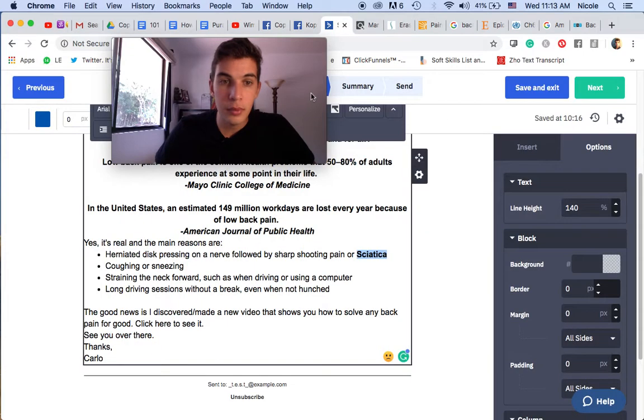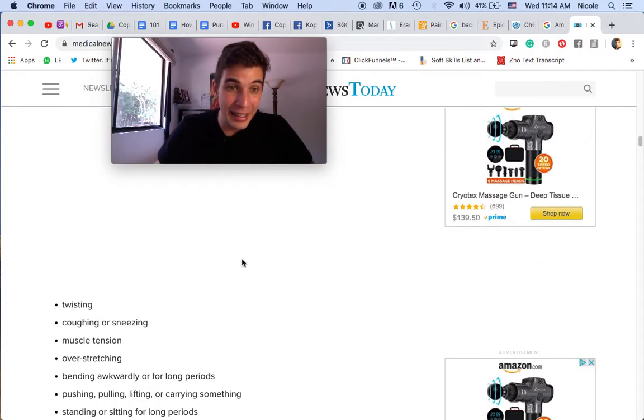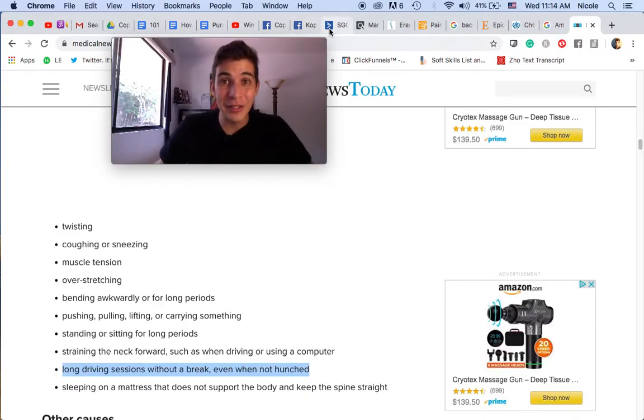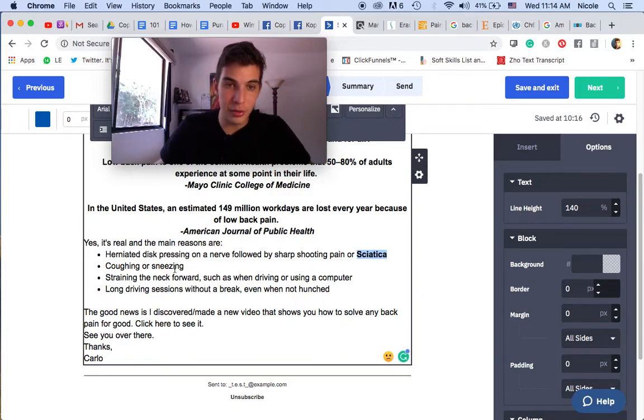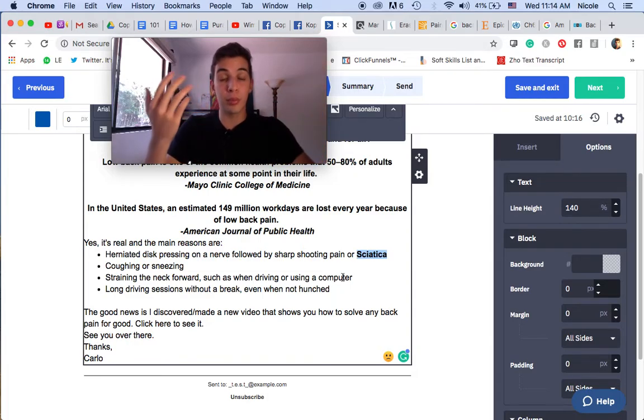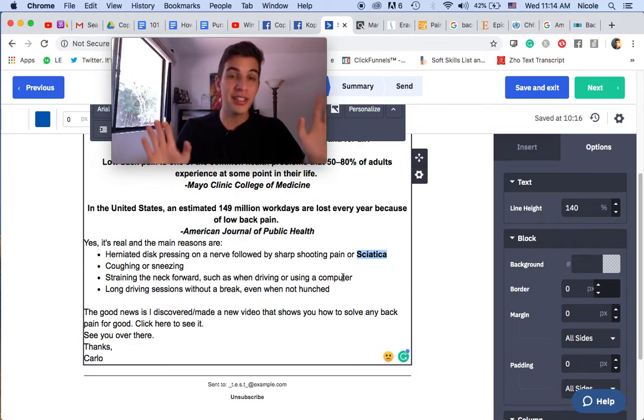And then I saw this one and it seemed amazing to me. It said coughing or sneezing. I was like, what? So I put it, obviously. Then straining the neck forward, such as when driving or using a computer. That's betting on the highest probability, because I think that most people probably drive and most people probably use their computer, so they're gonna feel related to it. Obviously this all depends on your audience, on your avatar, the people that you're telling, but in general you just need to bet on the highest probability.